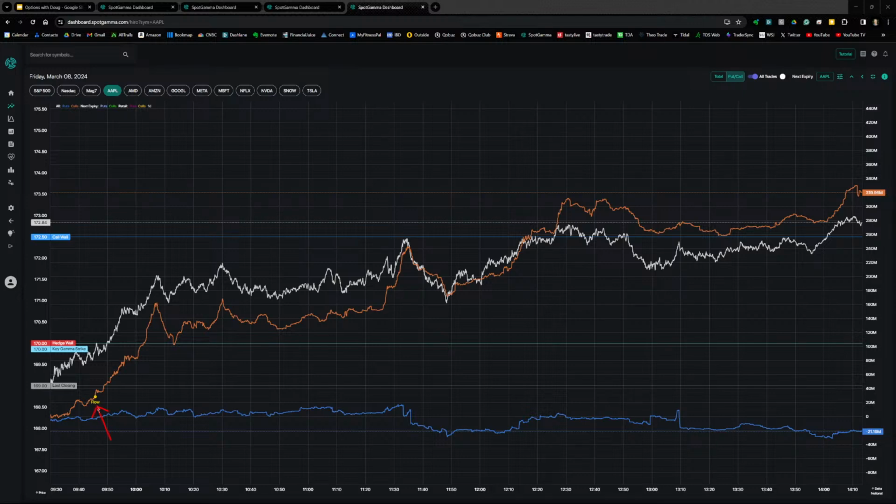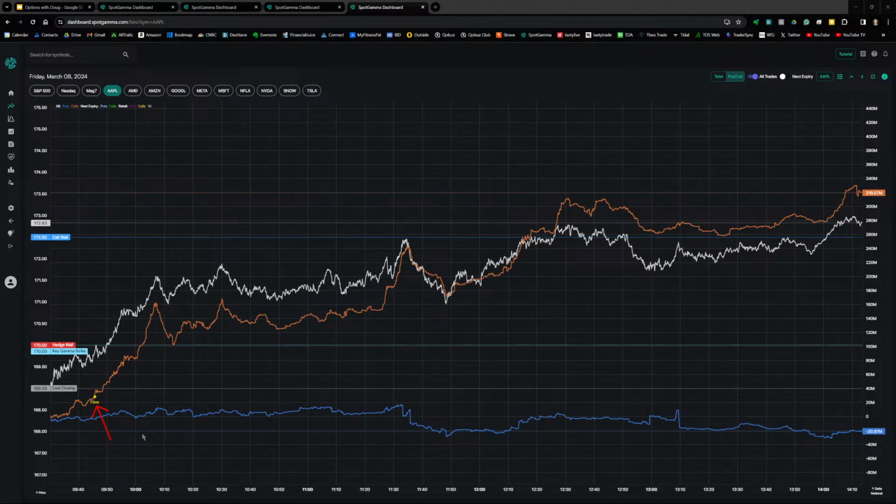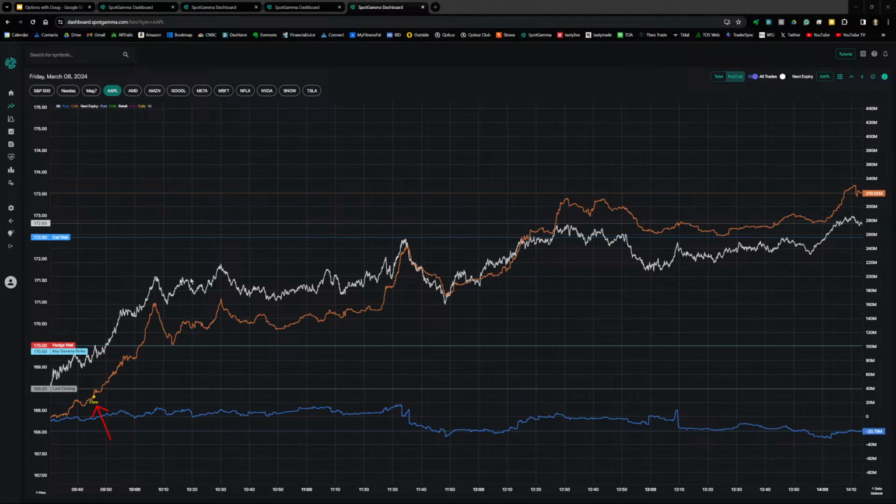Note the flow alert that came in just around 9:45. Rising orange line indicates traders are buying calls. And when traders buy calls, market makers sell the calls. And they have to buy stock to hedge their delta exposure. And note that Apple is now trading above its 172.50 call wall. Haven't seen that in quite a while.